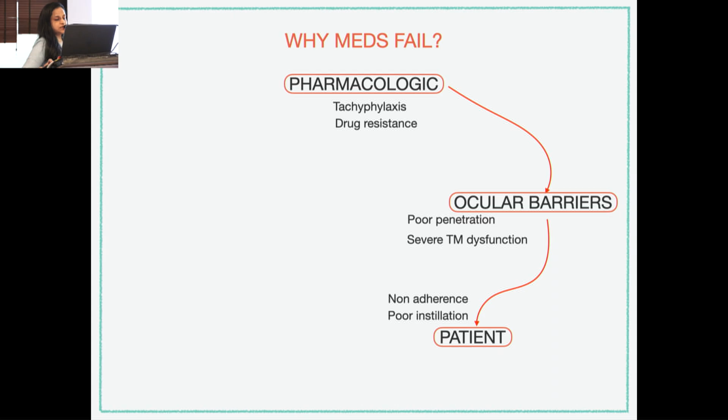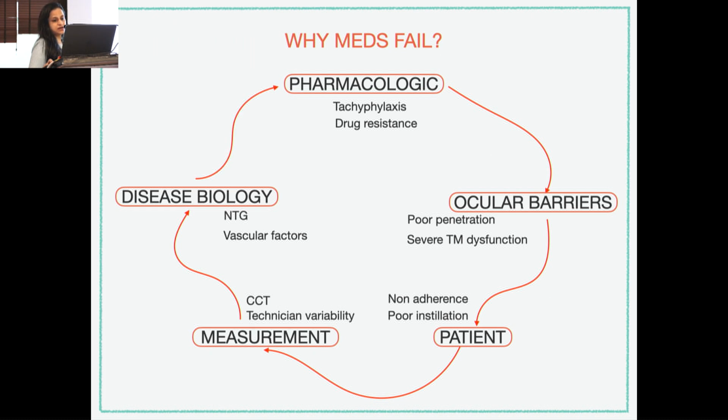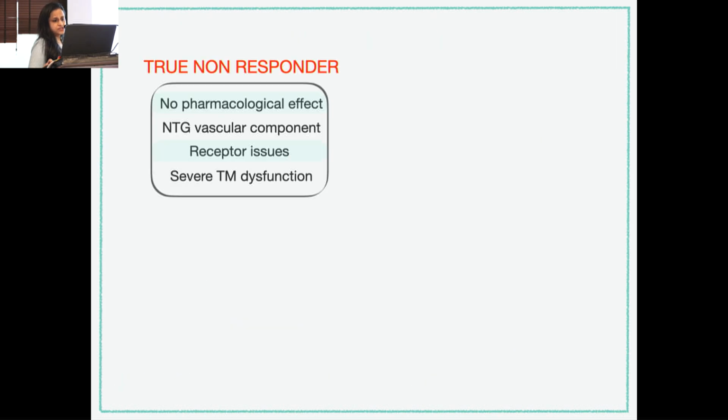And the patient can be non-adherent and poor instillation technique can be there. And measurement errors: the tonometer which we are using, the CCT can have an effect. And disease biology like NTG, normal tension glaucoma, and vascular factors, these all can affect why medications fail. So the top 3 are considered to be true non-responders and the bottom 2 the apparent. In true non-responders, there is no pharmacological effect. It can be NTG, vascular component, receptor issues and severe TM dysfunction.